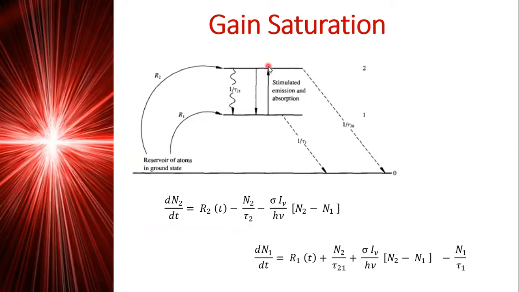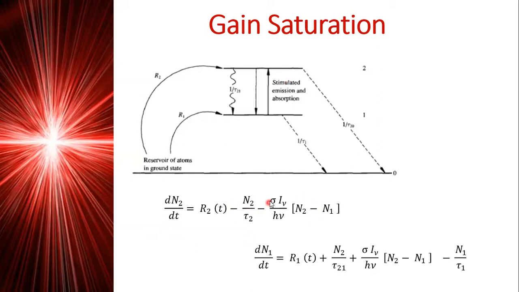Then we have stimulated emission and absorption occurring between the energy levels E2 and E1, which is summarized by the term σI/hν (N2 − N1). Of course, spontaneous emission acts toward decreasing the population, that's why it's negative. Same for the stimulated emission, while absorption acts to increase the population, that's why it's positive.